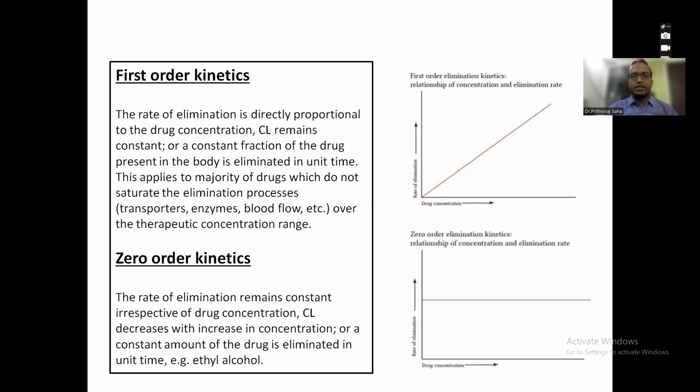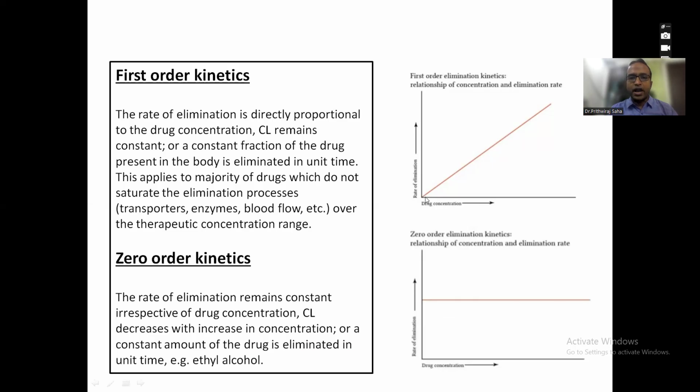The first order kinetics means the rate of elimination is directly proportional to the drug concentration. So as the drug concentration increases, the rate of elimination also increases. What is constant is the fraction of the drug excreted, not the absolute amount of the drug excreted. In zero order kinetics, the absolute amount of the drug is constant. So even if you increase the concentration of the drug, the rate of elimination remains constant. You can see in the graph, the rate of elimination remains constant.